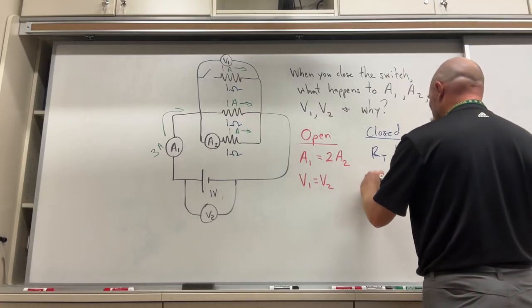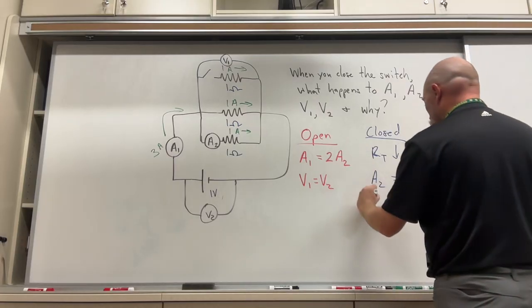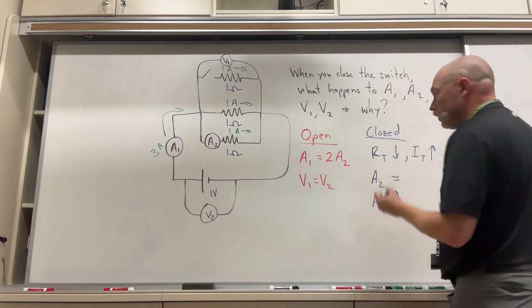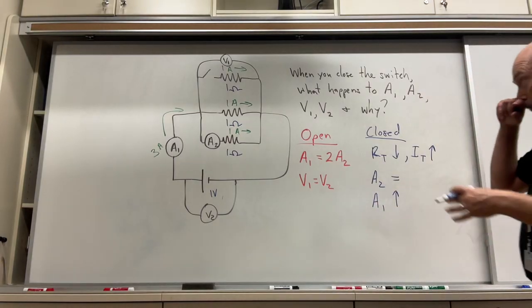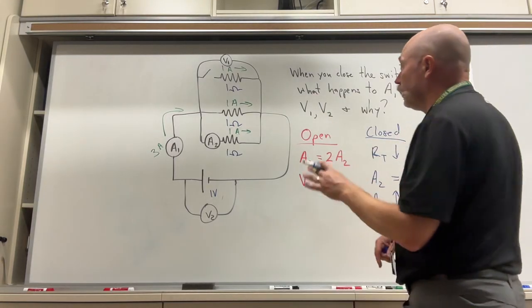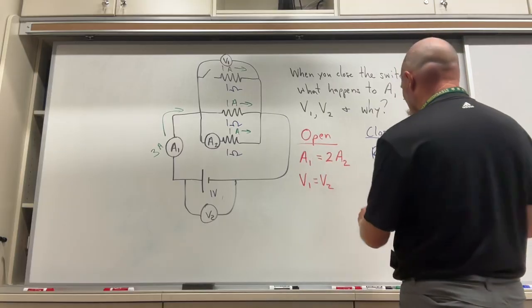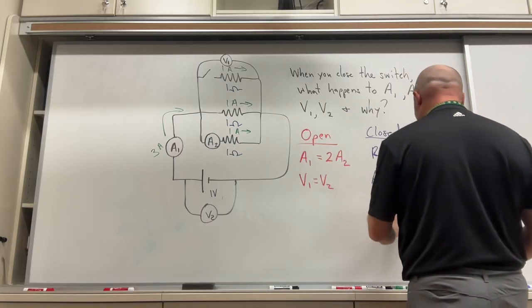A2 stays the same. A1 increases. It went from 2 to 3, and then V1 and V2 still equal each other.